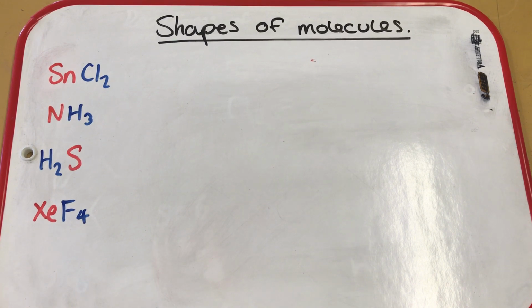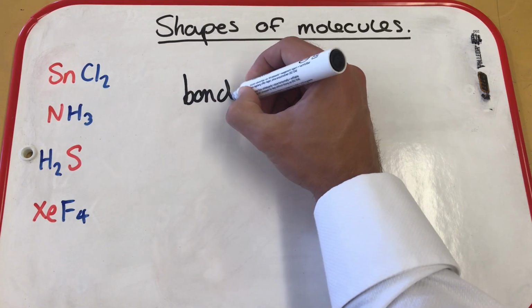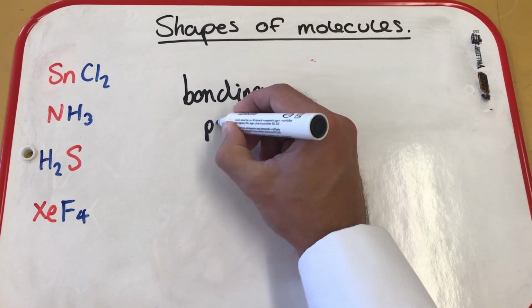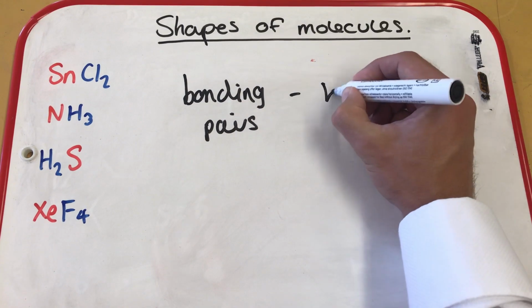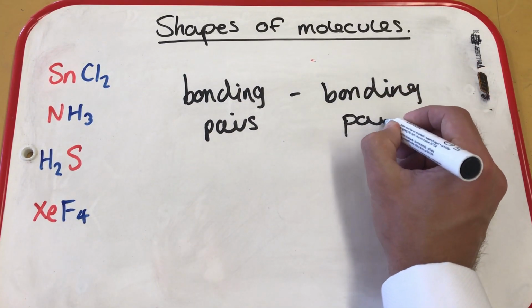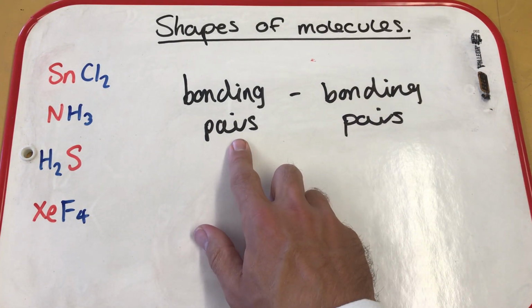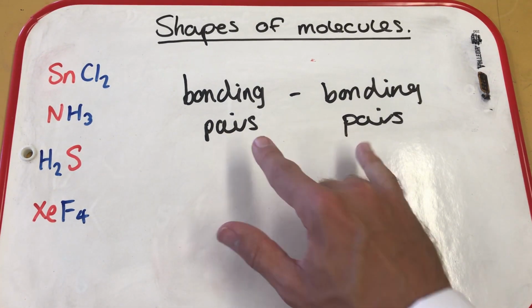First of all, what we need to do is look at the types of pairs of electrons that molecules have around their central atoms. The first thing that we can have is bonding pairs, just as we saw in the first video. So here we have two bonding pairs of electrons repelling one another.